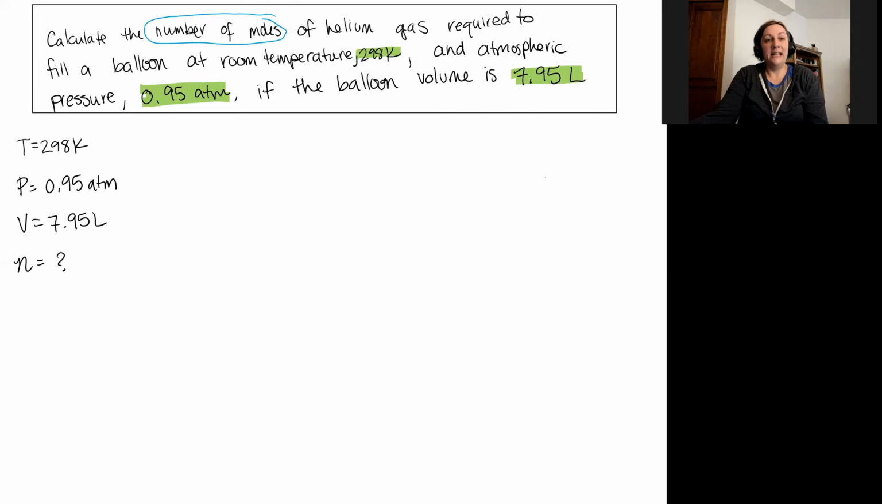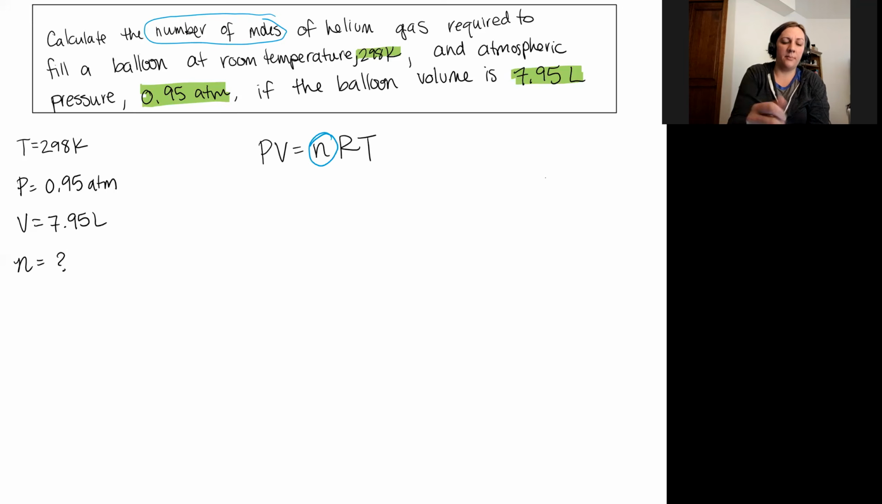So looking at these variables, I can now connect them to different equations I've seen. And I've seen temperature, pressure, and volume in the combined gas law. I've seen them in various combinations in the individual gas laws, but none of those include the number of moles. And the only one that does is the ideal gas law. And so I'm looking to calculate this N.